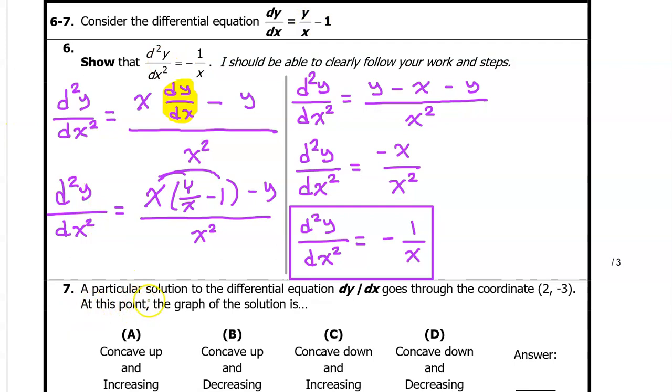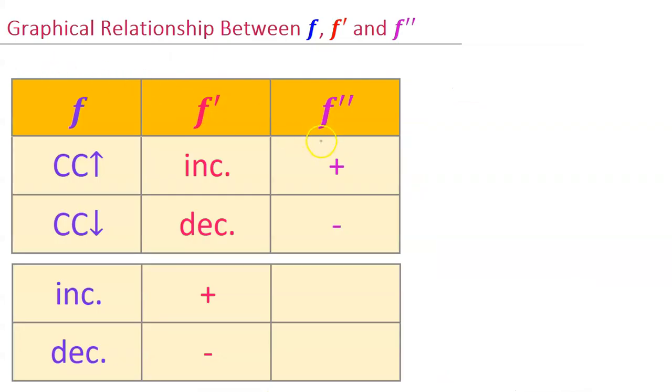Number 7. A particular solution to the differential equation dy dx goes through the coordinate 2, negative 3. At this point, the graph of the solution is which of these? It's all about concave up versus concave down, and increasing versus decreasing. Back in Unit 2, we learned that the second derivative will give you the concavity of the original function at a particular point. If the second derivative is positive, the original function is concave up. If the second derivative is negative, the original function is concave down.